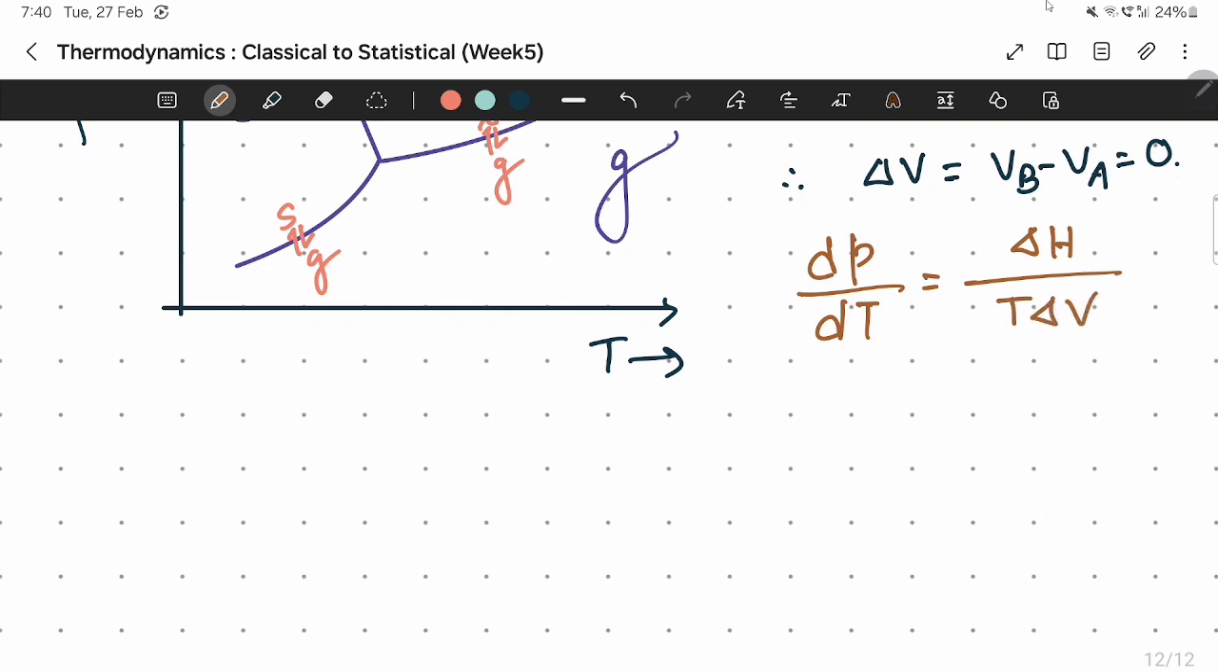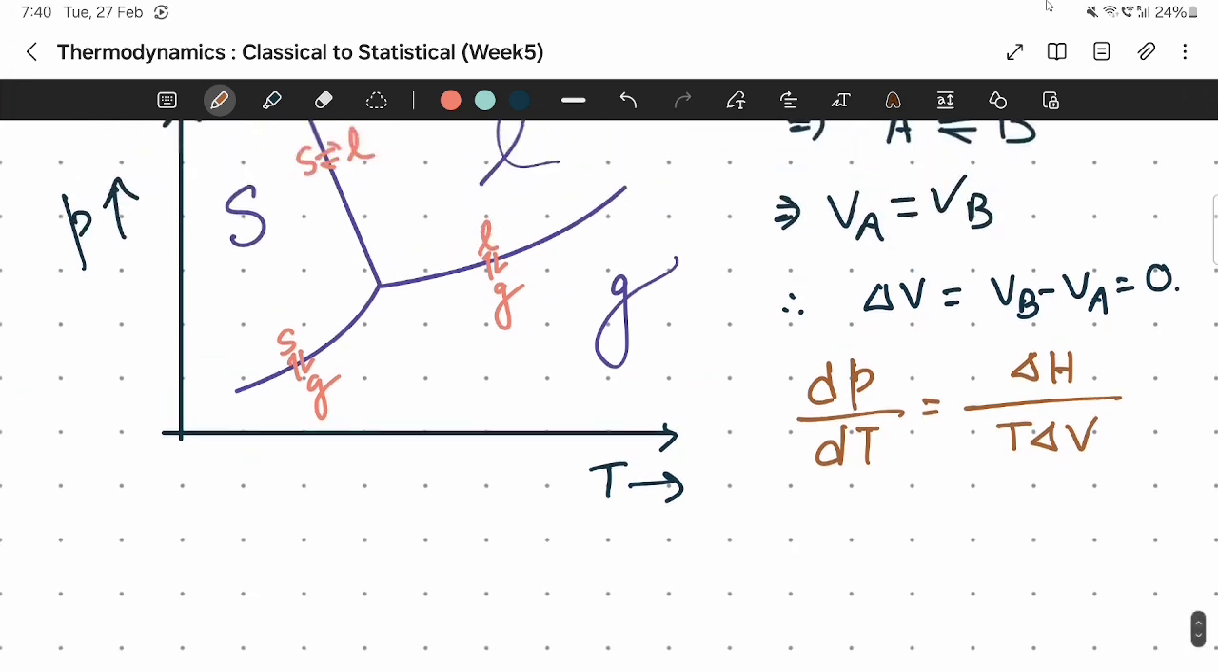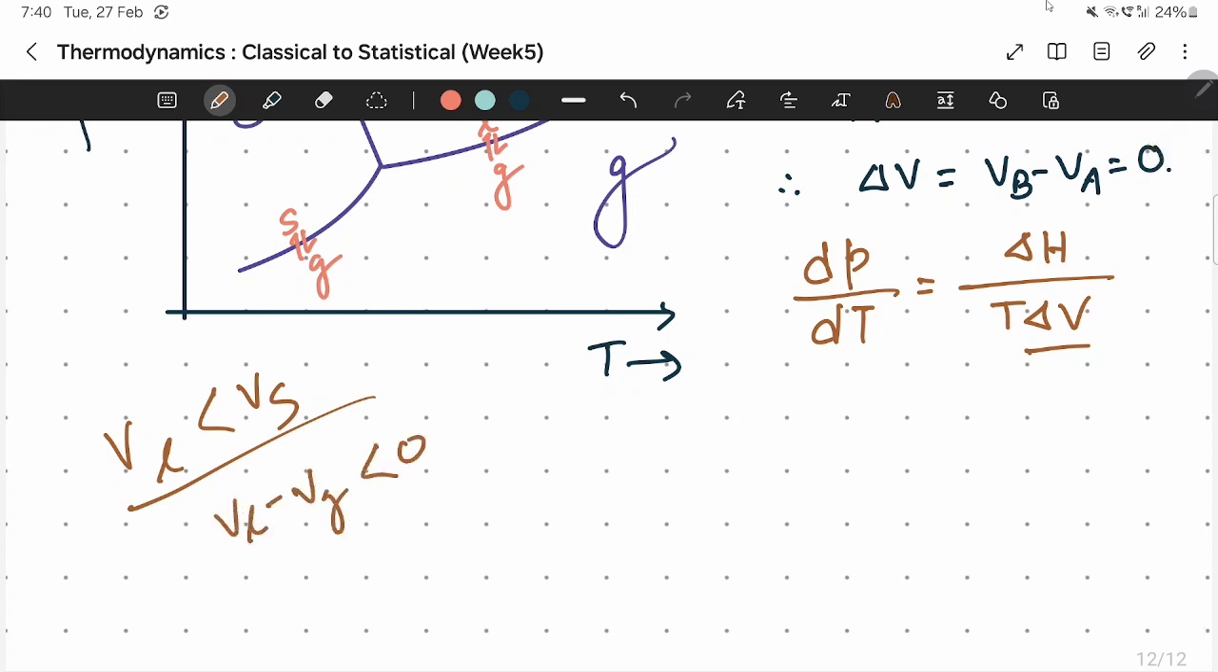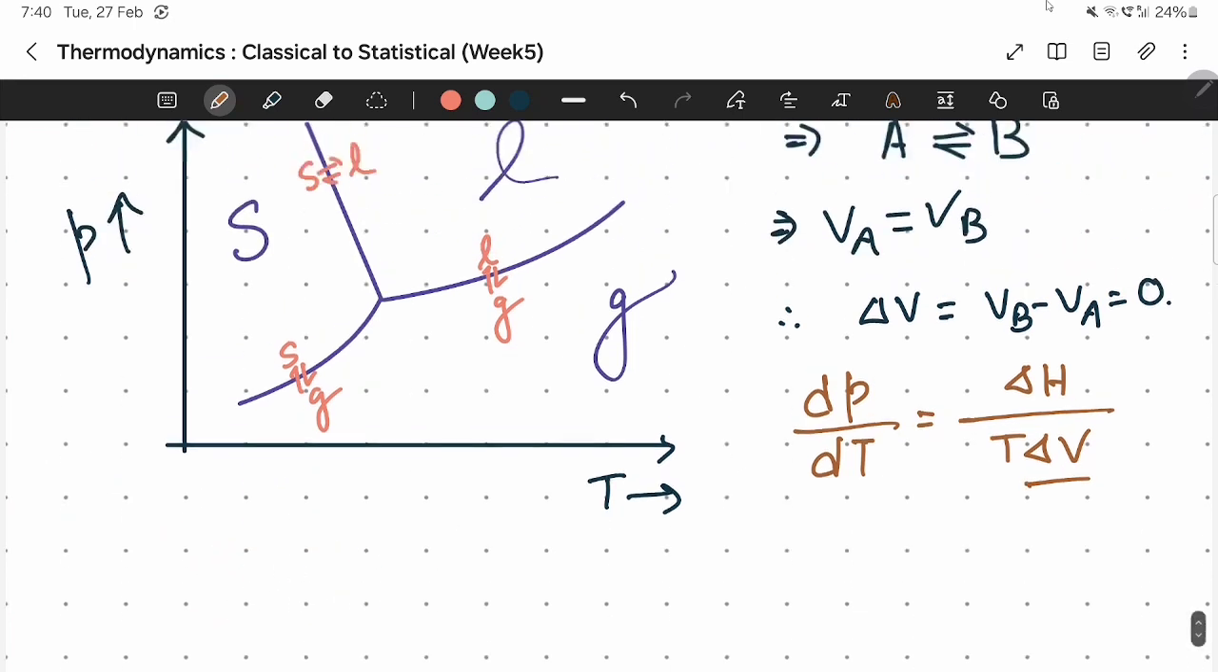As we argued, for water, del V is basically V liquid less than V solid. That's why VL minus VS is less than 0. That's why the slope is negative.